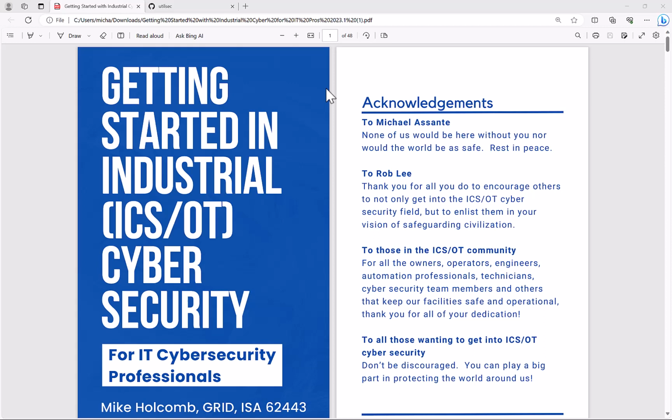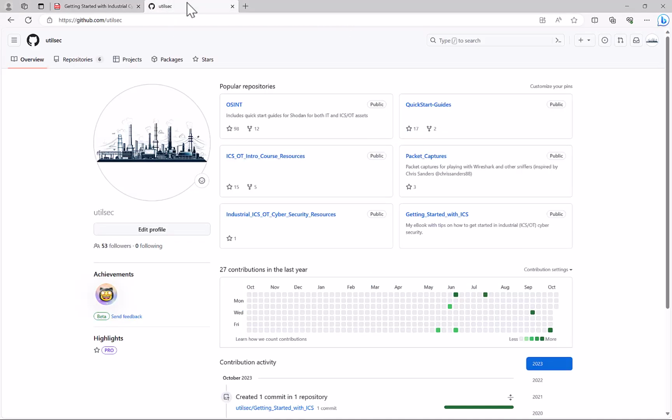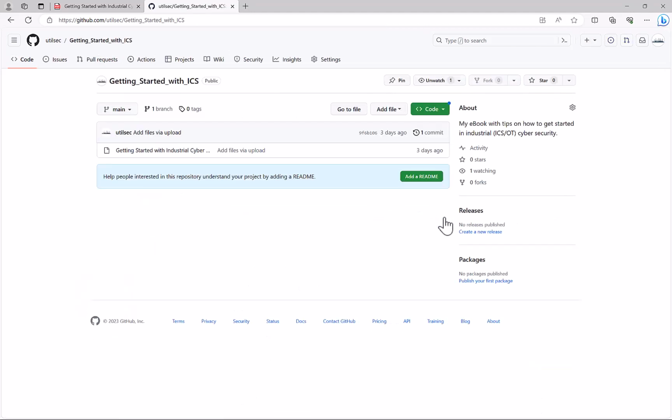But before we get started, just to mention, if you haven't got a copy of the book yet, you can find it on my GitHub repository. So if you go to github.com/utilsec, then in the lower right-hand corner, you can see Getting Started with ICS. The only version there is the IT cybersecurity version, and then the OT one's going to be out within the week. So if you're looking for the other one, come back in a couple of days, and it should have that for you. So I just wanted to point that out.